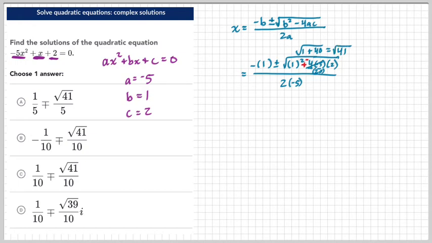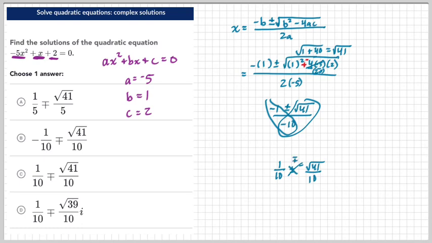And now let's simplify. Okay, we have negative 1 plus or minus the square root of 41 divided by negative 10. The negative 10 is dividing the negative 1, and the negative 10 is dividing the square root of 41. So you have positive 1 over 10, because the negatives cancel out, plus or minus negative square root of 41 over 10. Now, because of that negative, that's why you see the sign flipped. Negative first, then positive. Okay? So, our answer is this guy.